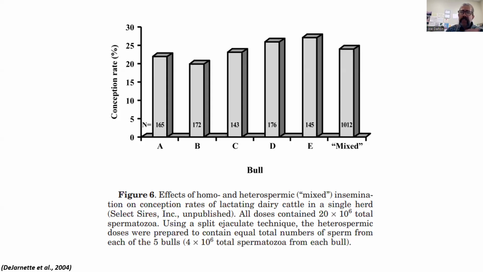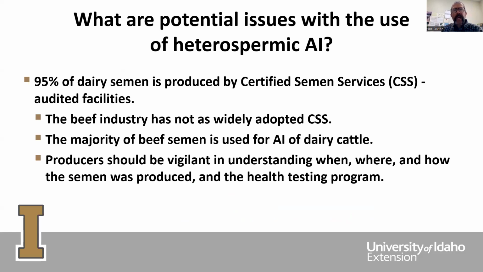Again, the take-home message that you can see here, we have on the far right the fertility level of the heterospermic or mixed, and it is comparable to the individual fertility across these bulls for homospermic inseminations, but it does not exceed what we see of the highest fertility level for the highest bull in the mix. So we see that heterospermic has the ability to be comparable in fertility.